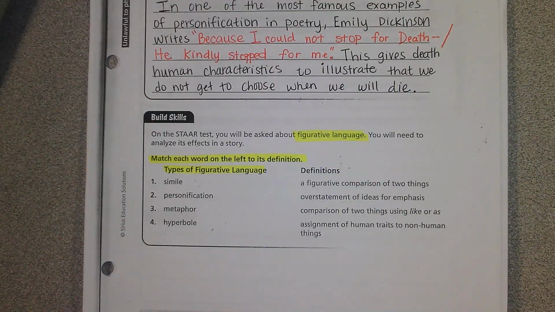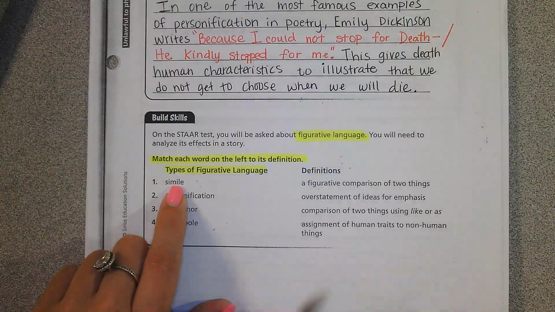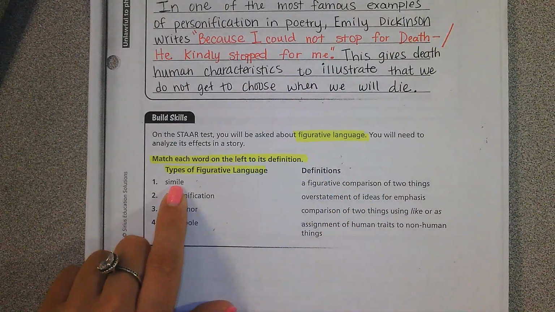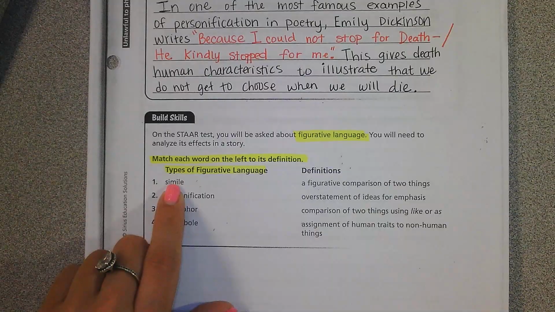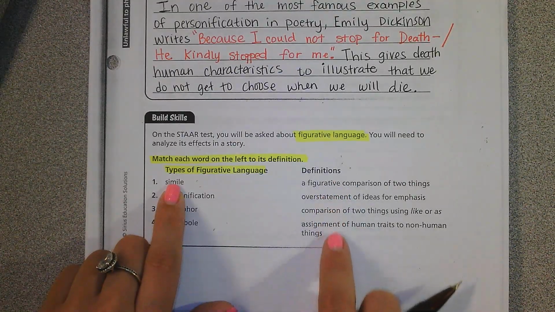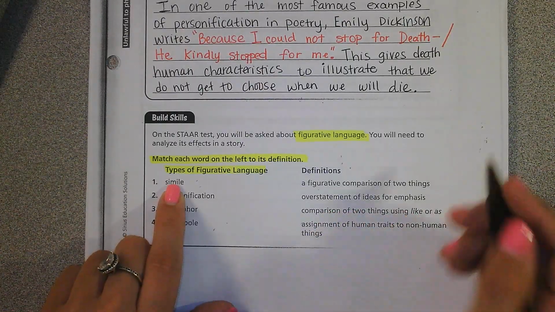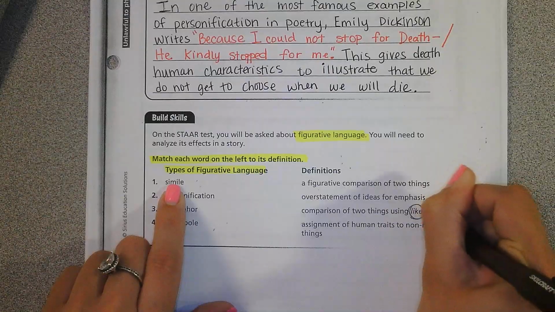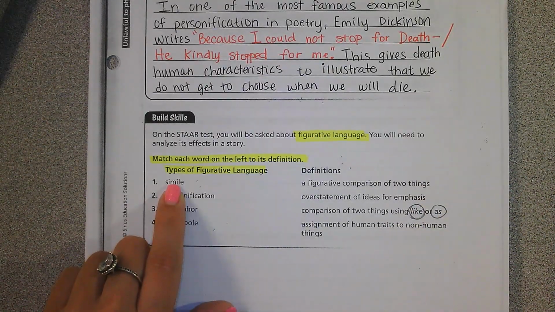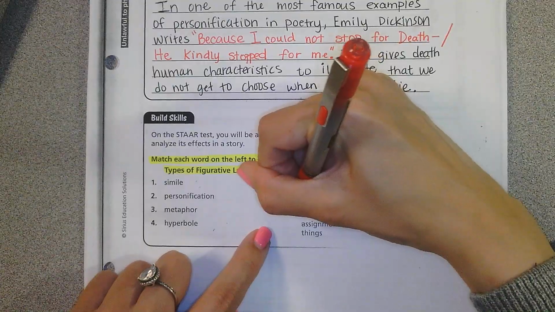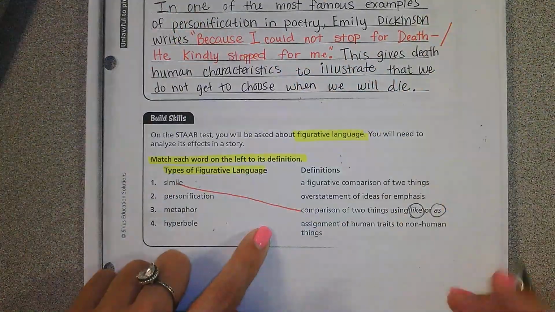So what you're going to do with your pencil is look for simile and then look for its definition. Well, what is a simile and what does it do? Ask yourself that question and answer it silently to yourself. What is a simile and what does it do? Well, if you looked over here and said, oh, a simile, that is when we compare two things using like or as, then that's exactly what I want you to pair simile with. Just like that.